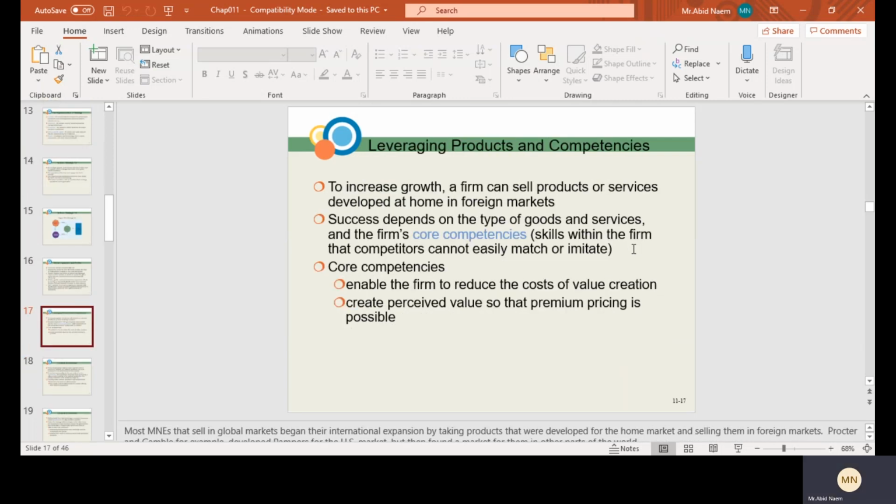Now, how can a company gain by leveraging product and competencies to increase growth? A firm can sell products or services developed at home in foreign markets. Success depends on the types of goods and services and the firm's core competencies, which should include but not be limited to skills within the firm that competitors cannot easily match or copy or imitate your products. That will be your core competency, which will help you in selling your products in foreign markets. Core competencies enable the firm to reduce the cost of value creation and create perceived value so that premium pricing is possible.